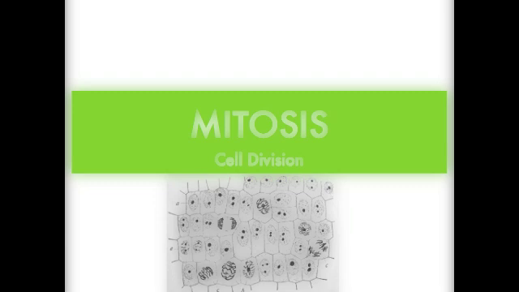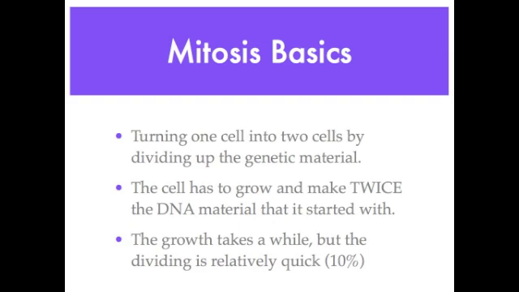So you'll see mitosis anytime that you have lots and lots of growth. When the roots of trees or the leaves of trees are starting to grow, especially in the spring, you've got all sorts of mitosis going on. So basically, mitosis is just the turning of one cell into two cells. And the way that they do that is we divide up the genetic material.